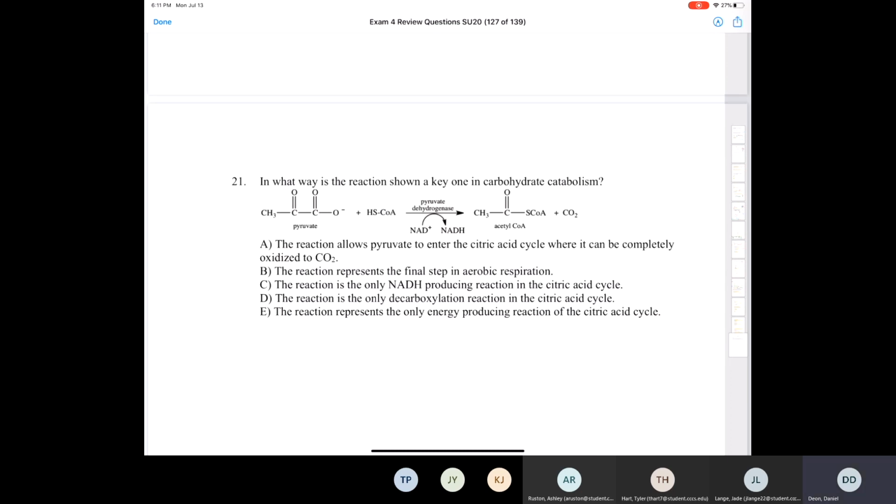All right, let's take a look at the last one. It says, in what way is the reaction shown a key one in carbohydrate metabolism? I have pyruvate. I'm treating it with coenzyme A. My NAD plus is being reduced to NADH. My enzyme is pyruvate dehydrogenase. I'm taking my pyruvate, I'm adding it to coenzyme A, and I produce acetyl coenzyme A. Anyhow, I think I'm too tired. All right. Who could tell me which one is the correct answer here?